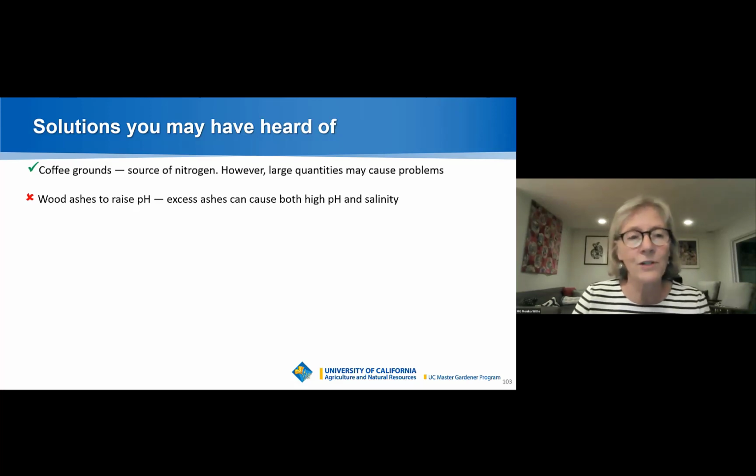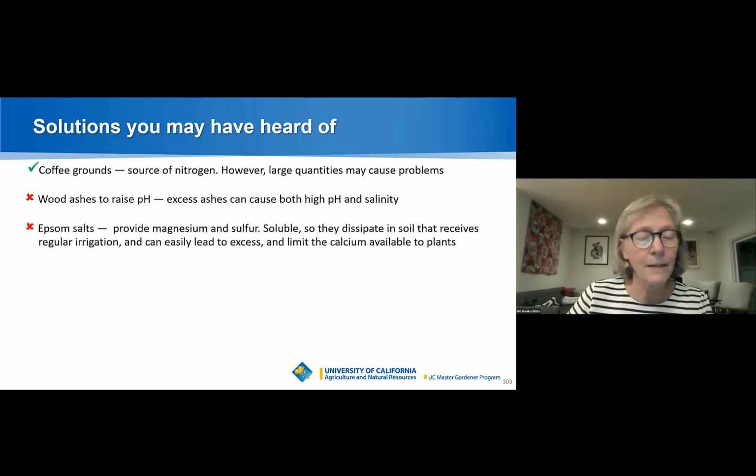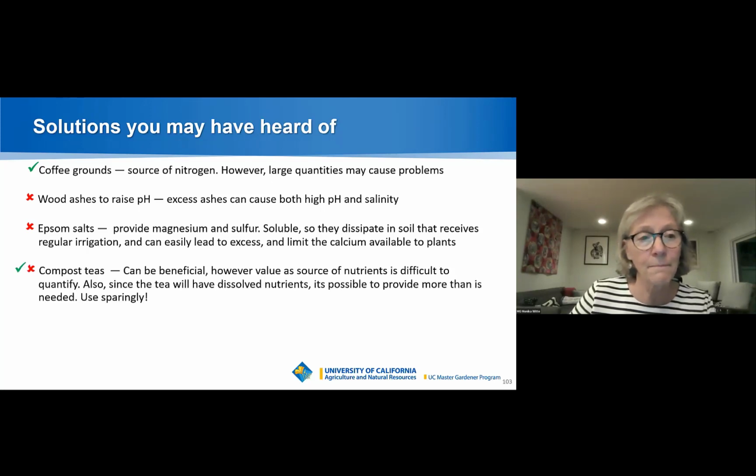What about wood ashes to raise the pH? Well, excess ashes can cause both high pH and salinity, so we don't recommend them. What about Epsom salts? They can provide magnesium and sulfur, which could be a good thing, but they're soluble and they dissipate in soil that receives regular irrigation. They can easily affect the calcium that's available to plants. We don't recommend Epsom salts.